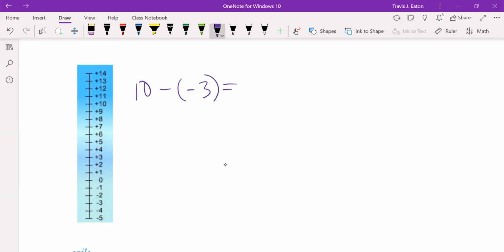Now remember what subtraction is. It is adding the opposite. So the first number stays exactly the same. Subtraction changes to addition. And the second number, negative 3, change that to its opposite. The opposite of negative 3 is positive 3. And 10 plus 3 is 13. Oh, look, right there. See? Easy peasy. Right, well, how about let's try 7 minus 11.